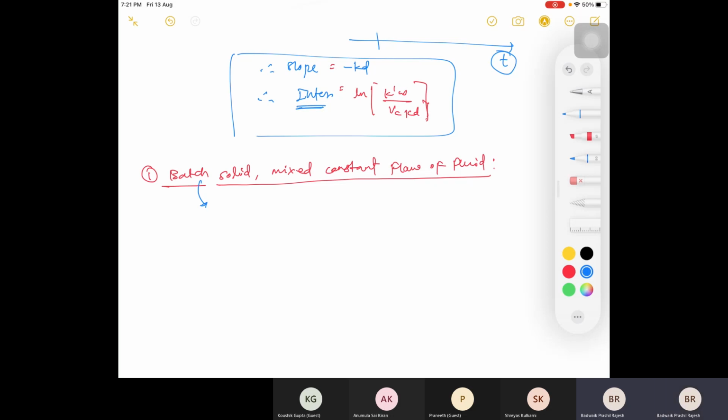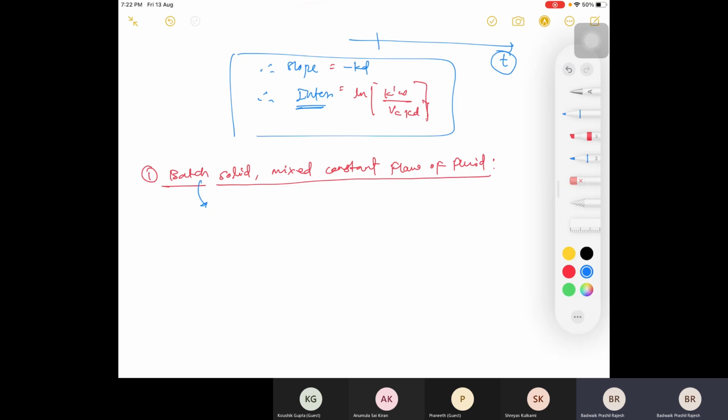I'm having catalyst in batch. It is a batch process, so I'm not replacing catalyst again and again. With respect to batch, I may change. In one batch I have one catalyst, I may use the same catalyst in the next batch, or I may use a different catalyst if it is deactivated. Okay, so this is what batch catalyst means.